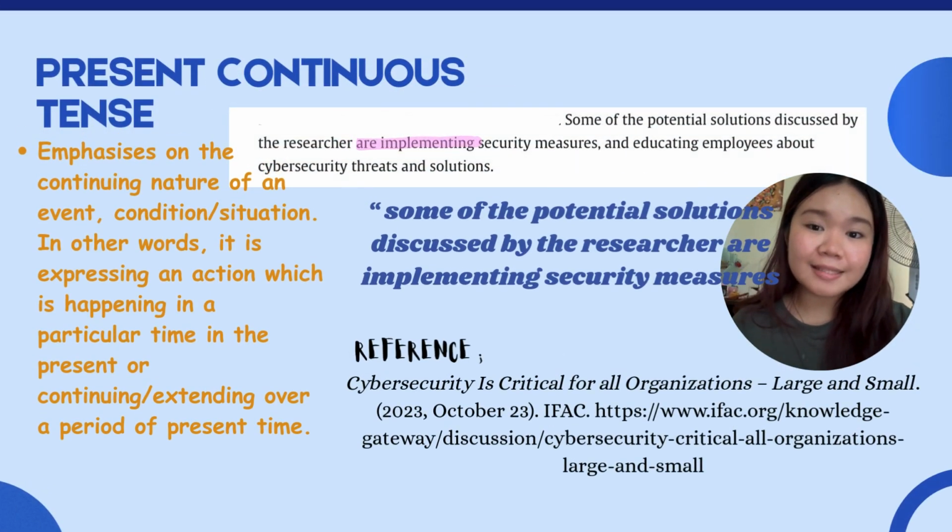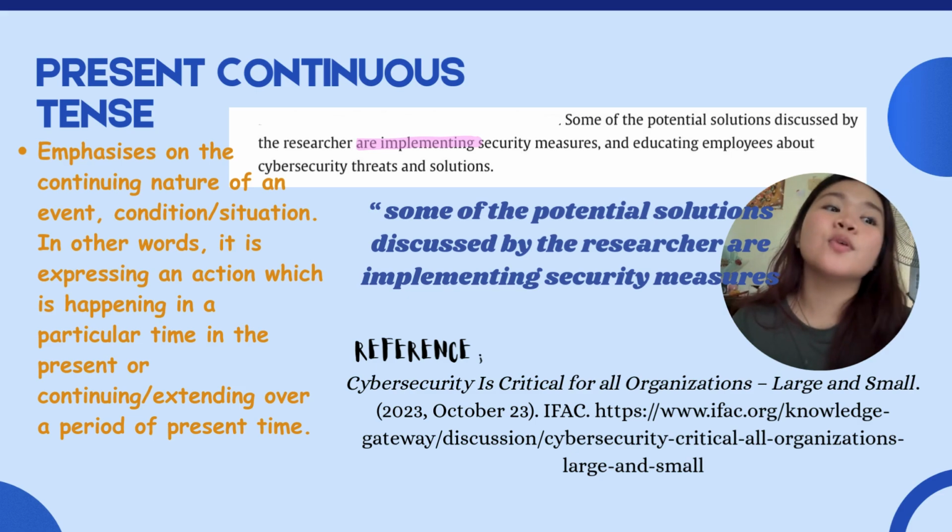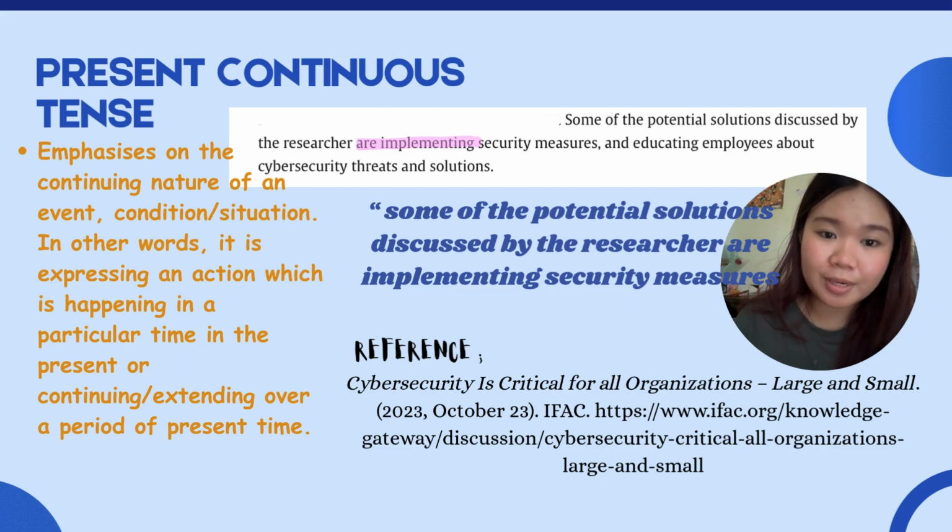Okay, so now let's take a look at the present continuous tense. First and foremost, I will be explaining what is present continuous tense. Present continuous tense is an emphasis on the continuing nature of an event, condition, or situation. In other words, it is expressing an action which is happening in a particular time in the present or continuing over a period of present times.